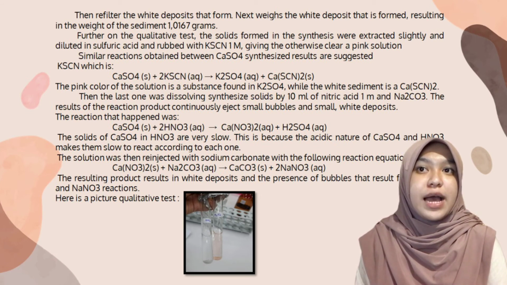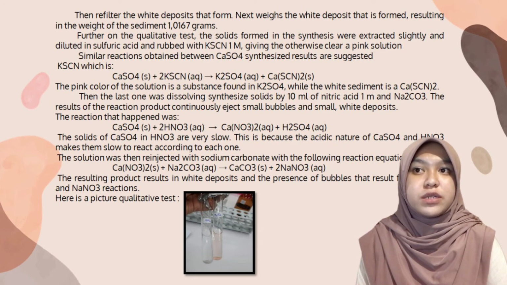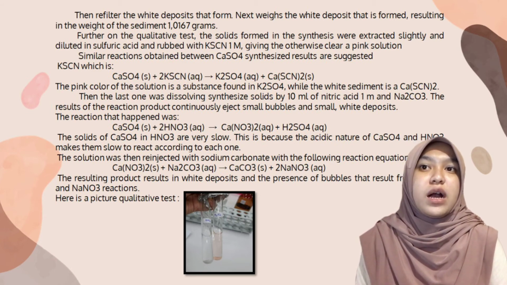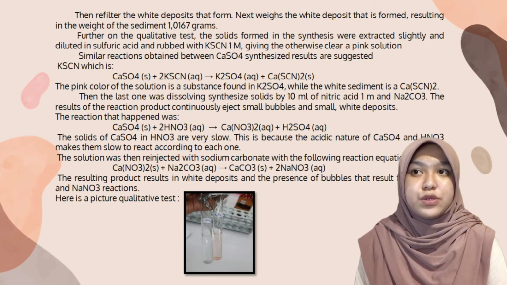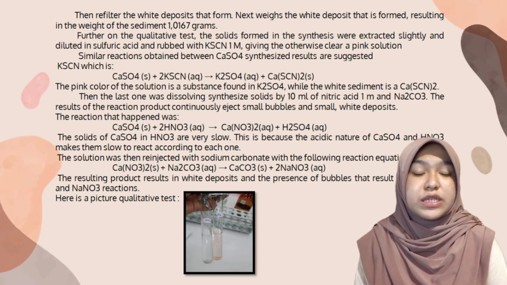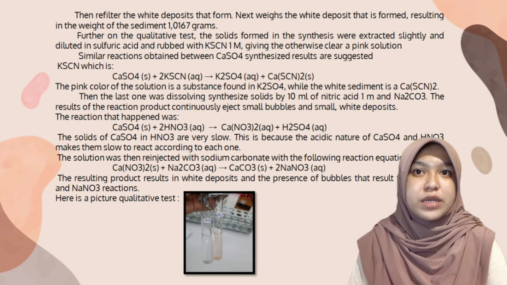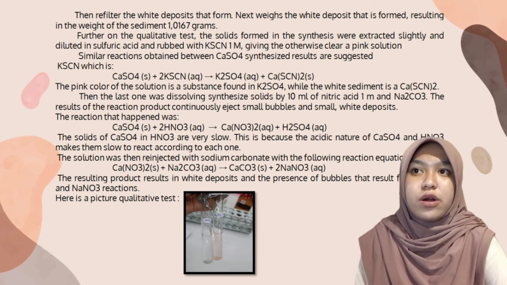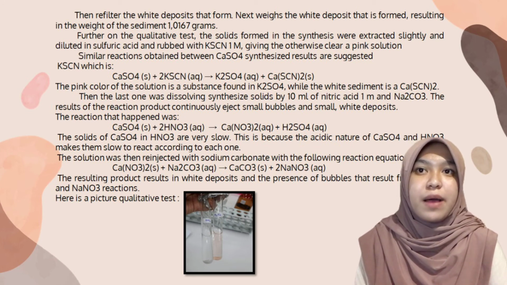K2SO4 and Ca(SCN)2. The pink color of the solution is from the substance found in K2SO4, while the white sediment is Ca(SCN)2. Then the last one was dissolving the synthesis solid in 10 ml of nitric acid, 1 molar, and Na2CO3. The result of the reaction produces continuously ejected small bubbles.